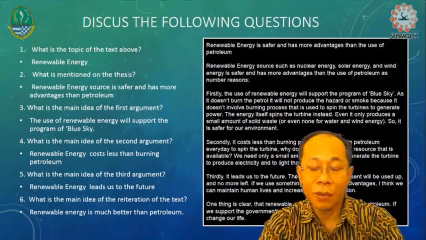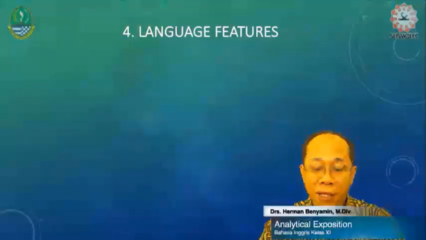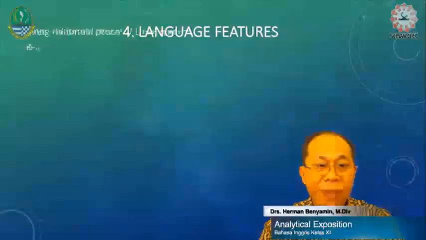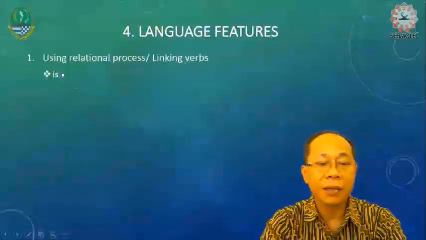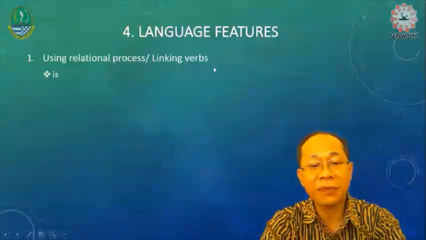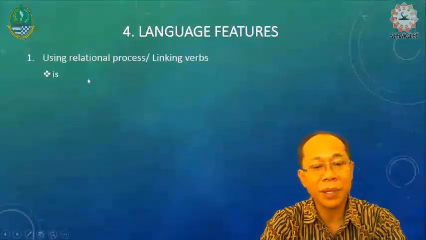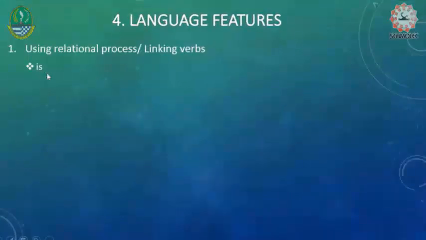Now, we would like to go to the language features. You have to know what is in the text of an analytical exposition. Okay, first, it uses the relational or linking verb. We find the linking verb "is." The linking verb is a word that links the subject and the predicate, the subject with the place, the subject with the adjective. And I find the linking verb or relational process "is."